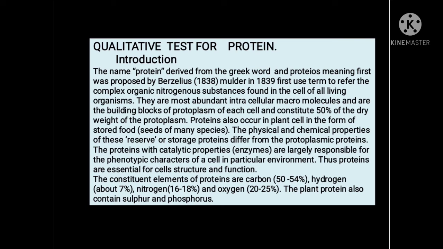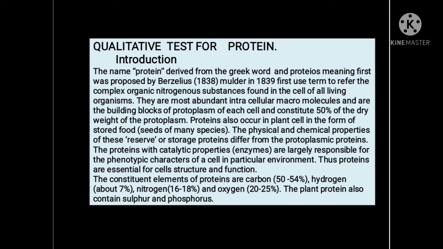The proteins also occur in a plant cell in the form of stored food. The physical and chemical properties of the reserve or storage proteins differ from the protoplasmic proteins. The proteins with catalytic properties, that means enzymes, are largely responsible for phenotypic characters of the cell in a particular environment. Thus, the proteins are essential for the cell structure and function.